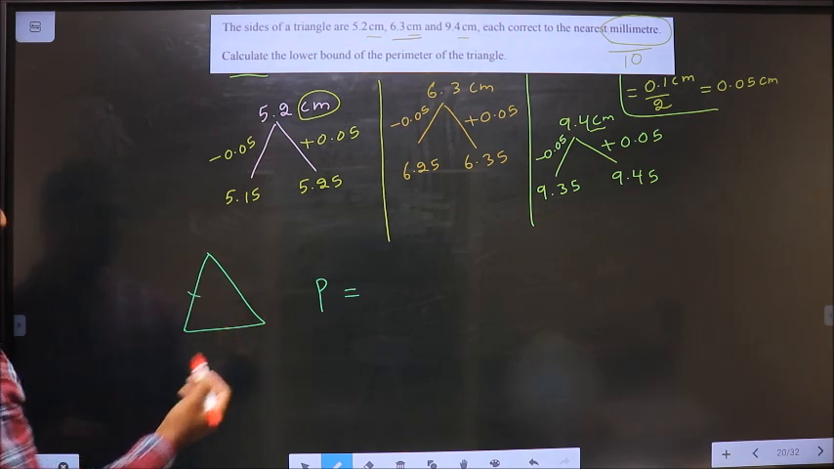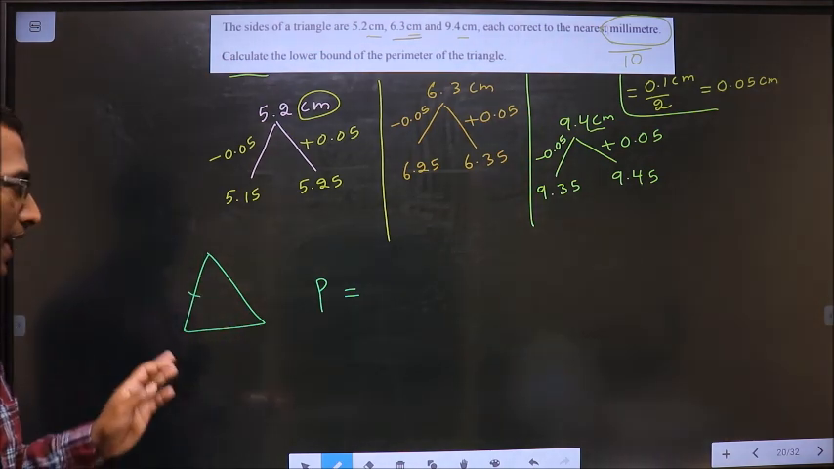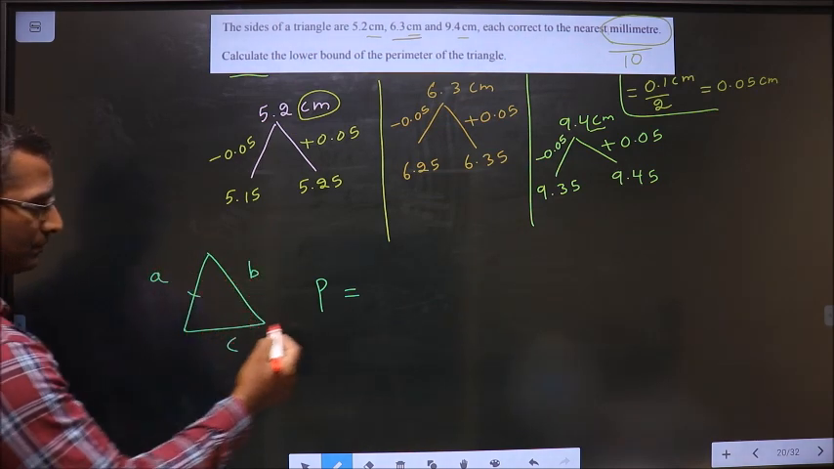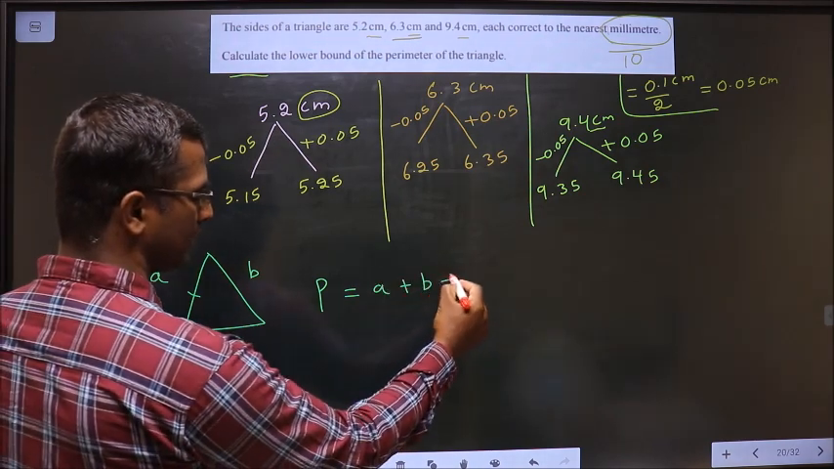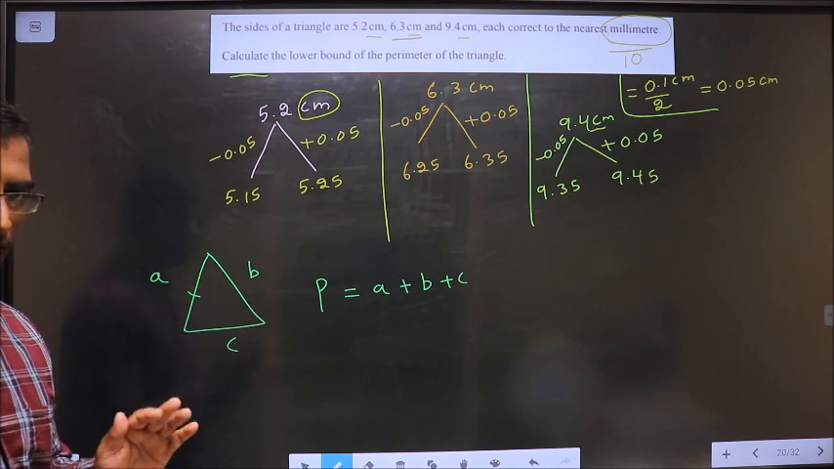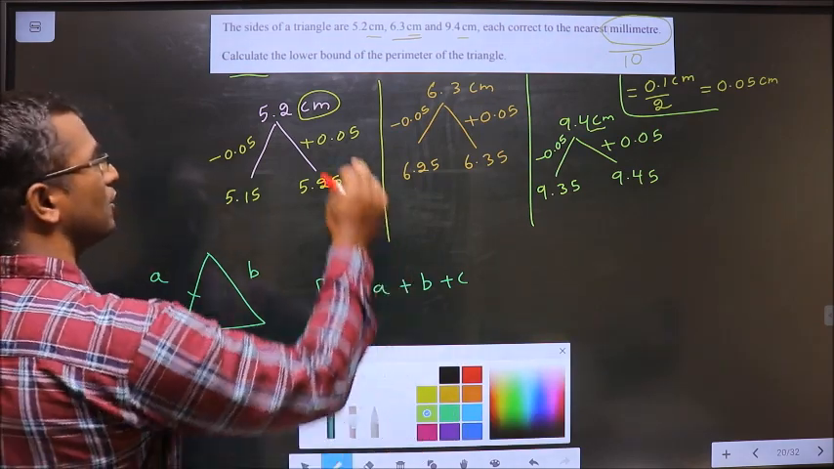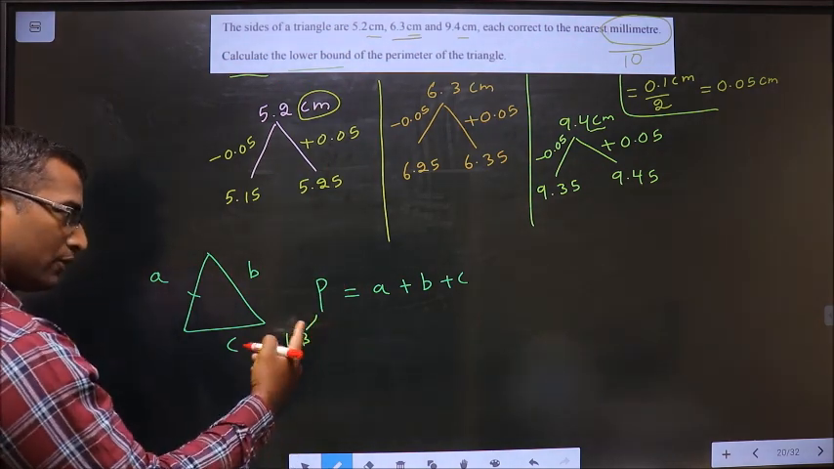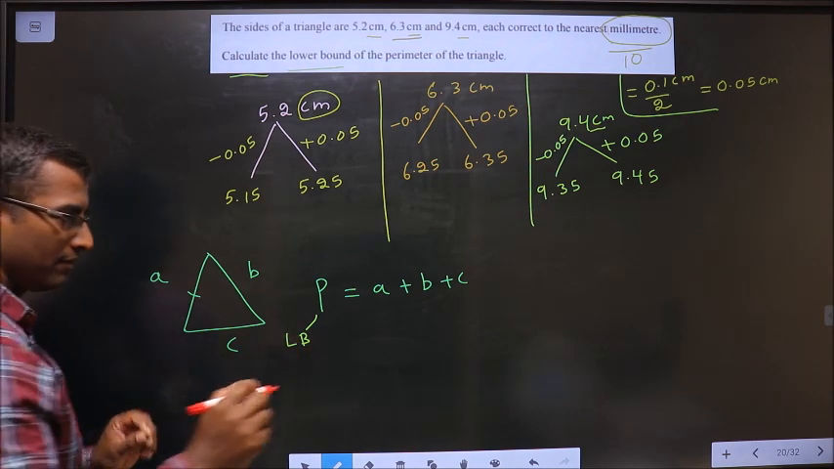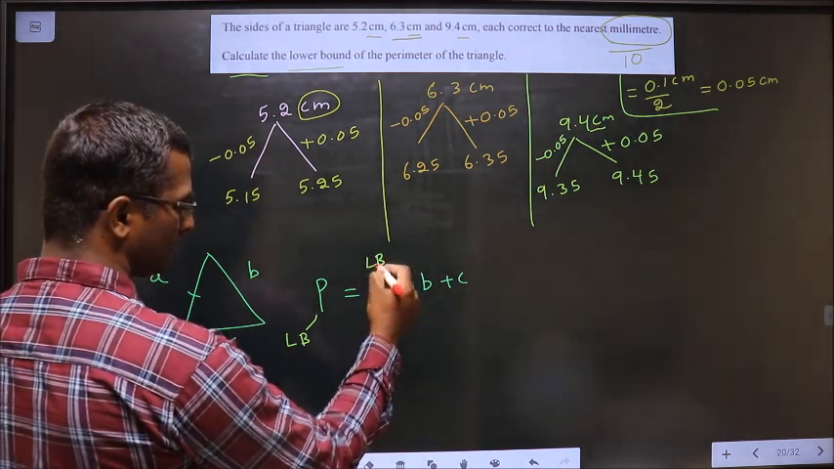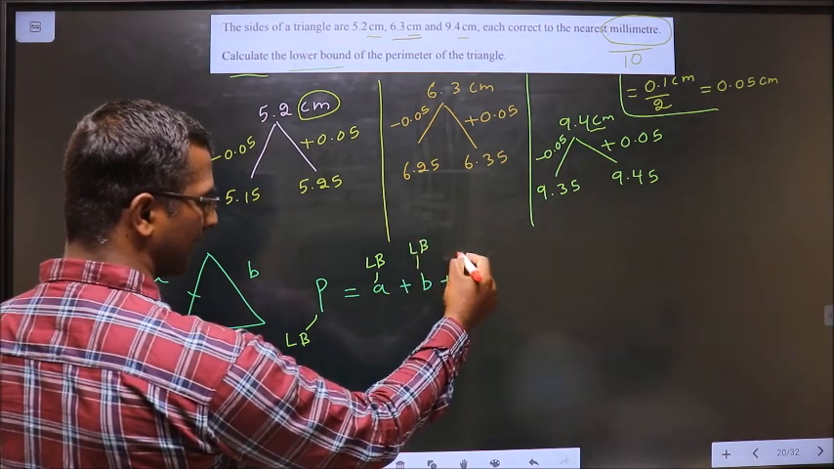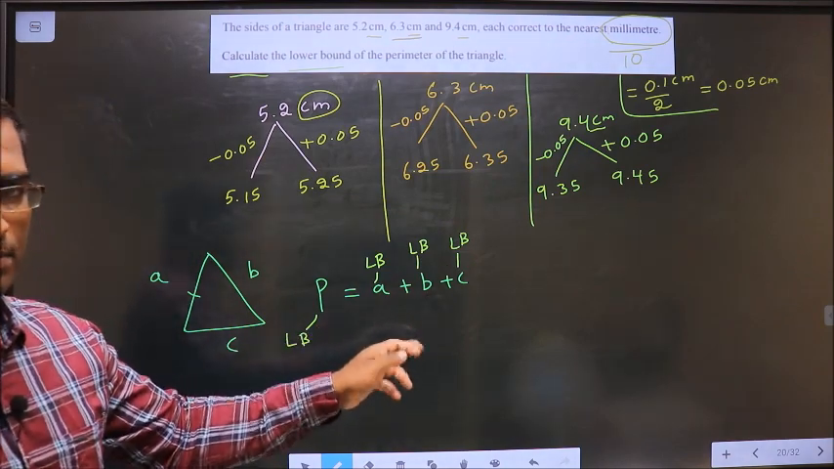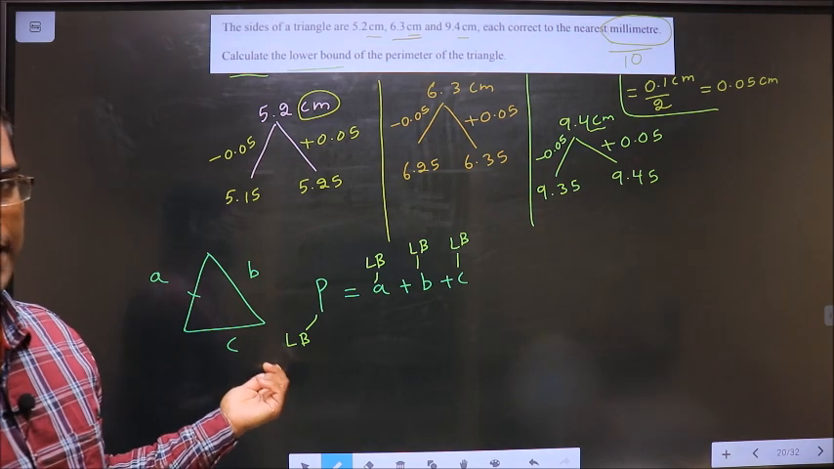What is the perimeter formula? Perimeter is nothing but add all the sides. If I take this to be A, B, C, add all the three sides to get the perimeter. Clear? Now, here you also need lower bound for the perimeter. You will only get lower bound for the perimeter if you take lower bound for A, lower bound for the second side and also lower bound for the third side. Take all in lower bound, add to get the perimeter also in lower bound.